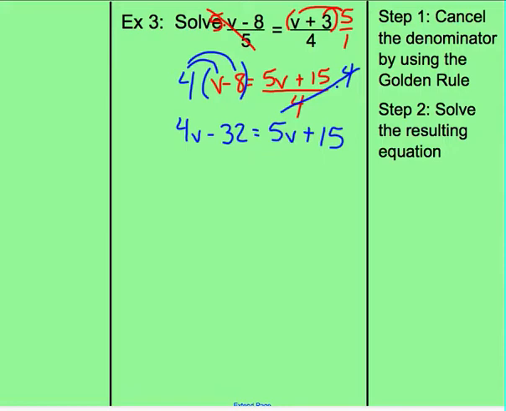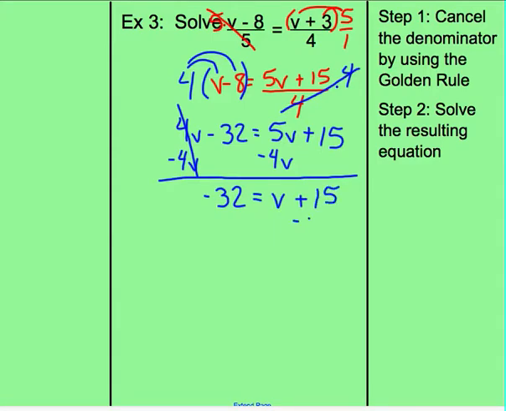So to get my variables together, this time I've got 2 terms on each side, so I'm going to subtract my variable with a smaller coefficient, which is 4. Coefficient, remember, is a number that you multiply by a variable. On the left-hand side, they cancel. Don't lose that negative in front of your 32. If you have 5 v's and you take away 4 v's, you have 1 v left, or just v.